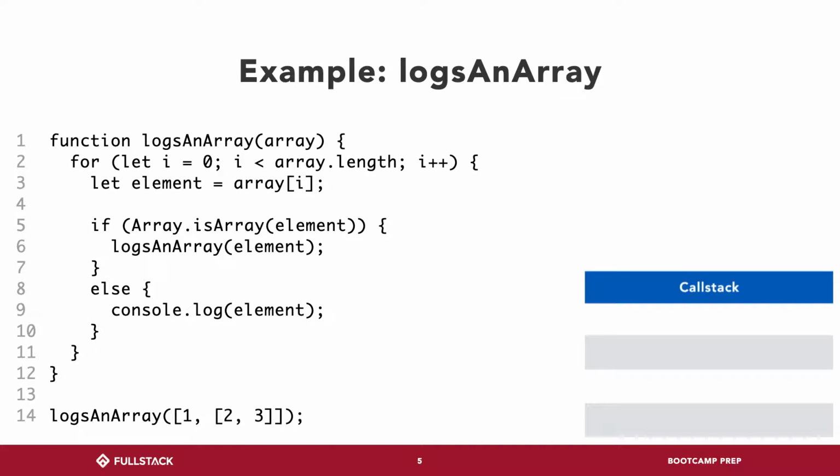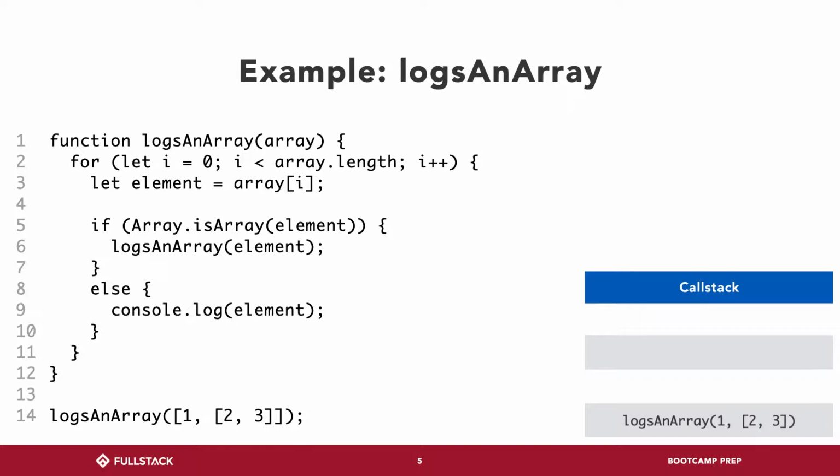So the first time you call this function is down here, right? This is where it's being defined. This is where it's being called, right? Logs array is being called here. So you call logs array, and it goes onto the call stack with 1 and then an array 2, 3. That gets thrown into here, and it's looping through that array. This array has 2 indexes, right? Index 0 and 1. 1 is an array. 0 is just the number 1.